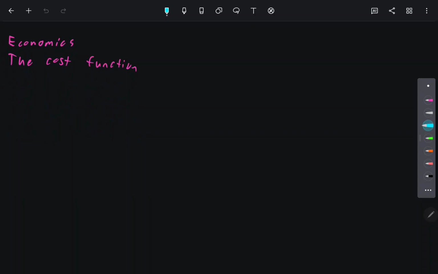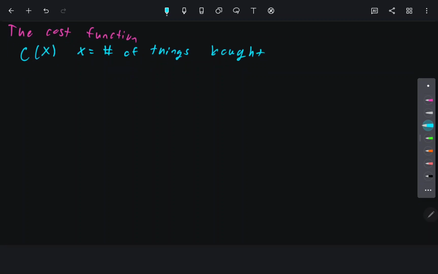Let's see. So, we're going to start out with the cost function. What is the cost function? Well, it's basically saying cost of x, where x is equal to the number of things bought. I probably spelled that wrong, but I don't really care. There's a reason why I want to go into math, not English.